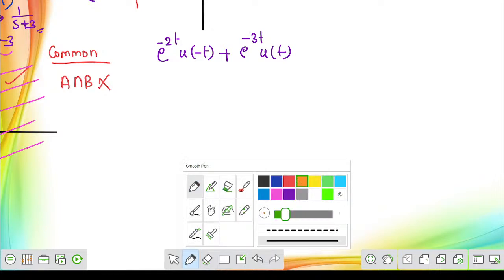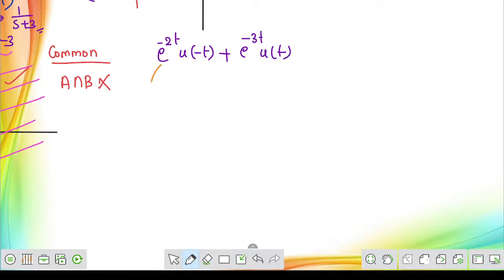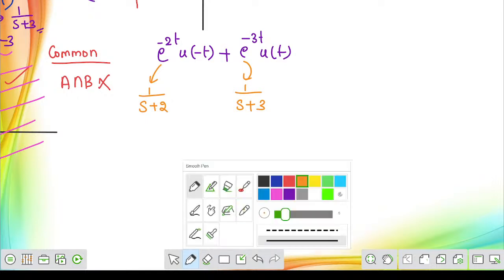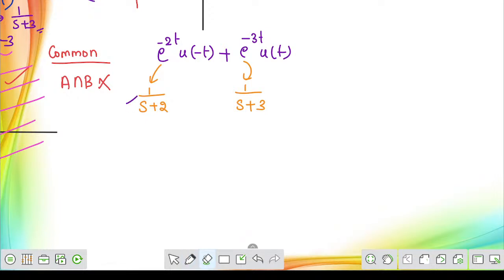I am not focusing on Laplace at all. We know for this the correspondent Laplace transformation will become 1 by s plus 2. Then for this its correspondent Laplace transformation will become 1 by s plus 3. Then what I can say? Directly you can define. Sir, you even need not do these things at all. I will tell you one thing.